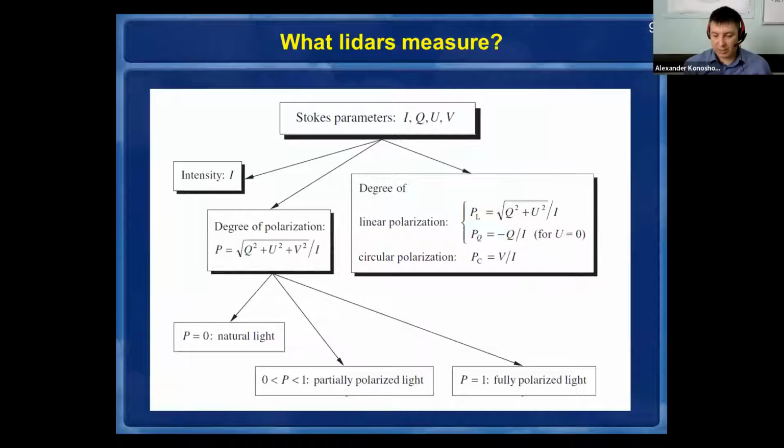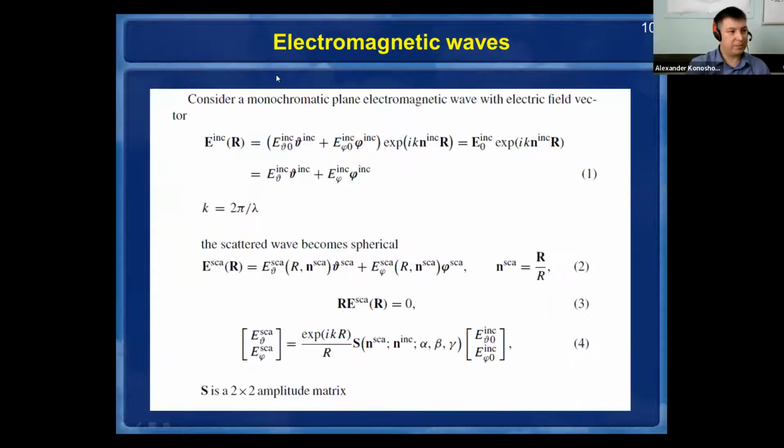Okay, this was the idea of the method, but what does the LiDAR measure? We have to solve the light scattering problem for LiDAR, so we have to understand what the LiDAR measures. Usually LiDAR measures the Stokes parameters, not the electromagnetic field. So we have to transform this electromagnetic wave equation to the Stokes parameters.